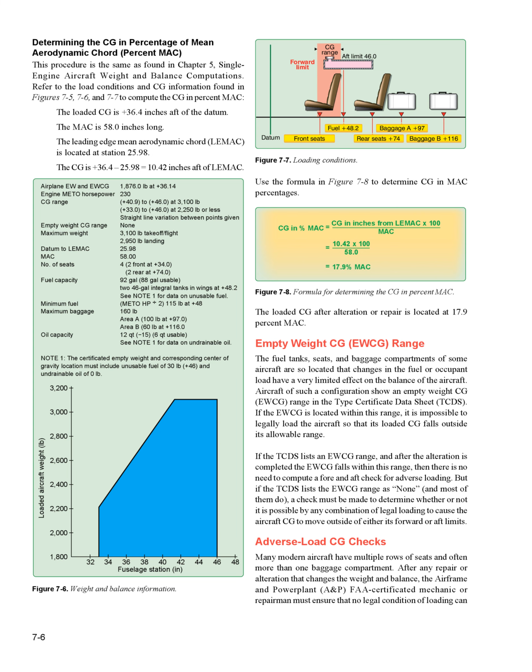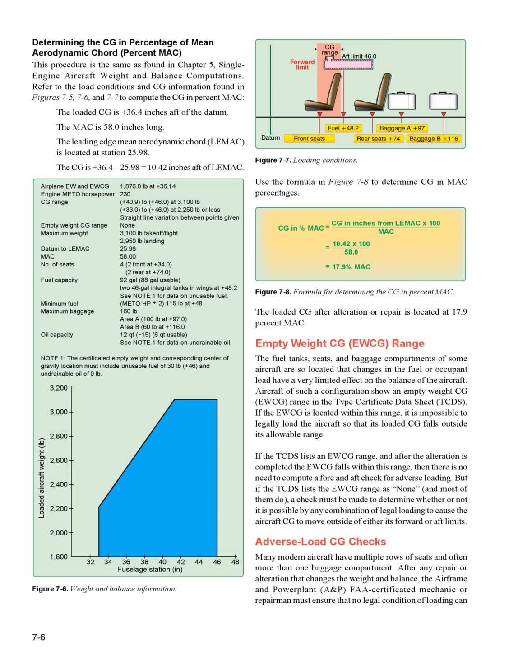Empty weight CG, EWCG, range. The fuel tanks, seats, and baggage compartments of some aircraft are so located that changes in the fuel or occupant load have a very limited effect on the balance of the aircraft. Aircraft of such a configuration show an empty weight CG, EWCG, range in the Type Certificate Data Sheet, TCDS. If the EWCG is located within this range, it is impossible to legally load the aircraft so that its loaded CG falls outside its allowable range.